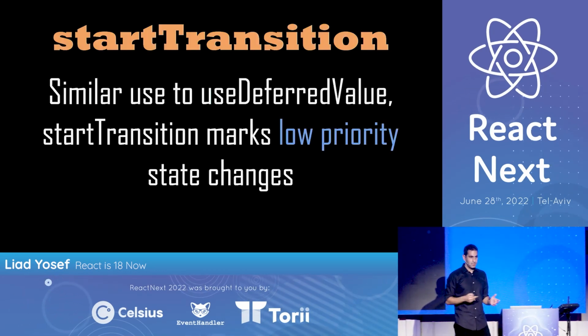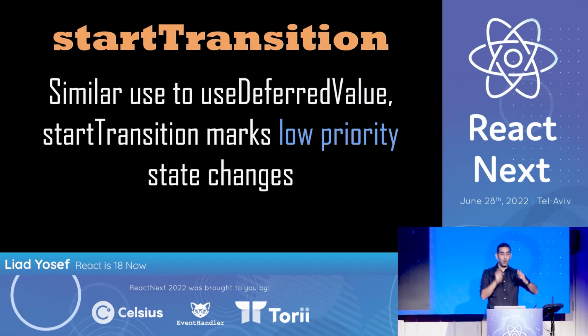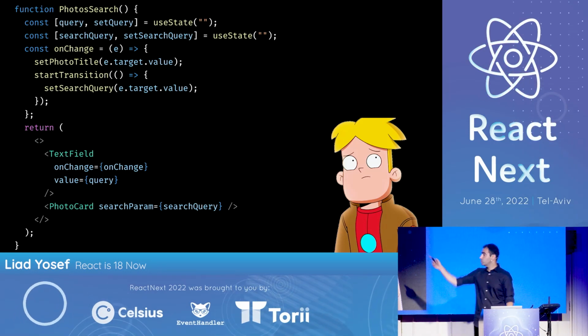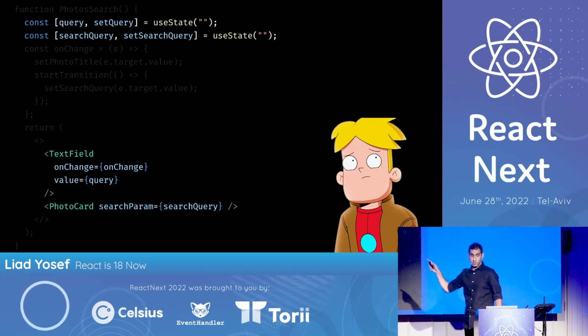So startTransition is something that we also get in React 18. It's similar to useDeferredValue, but it can mark low priority state changes. For that, we need to split our state. So if you want to use startTransition here, we need to split our state into the urgent state and the not urgent state.